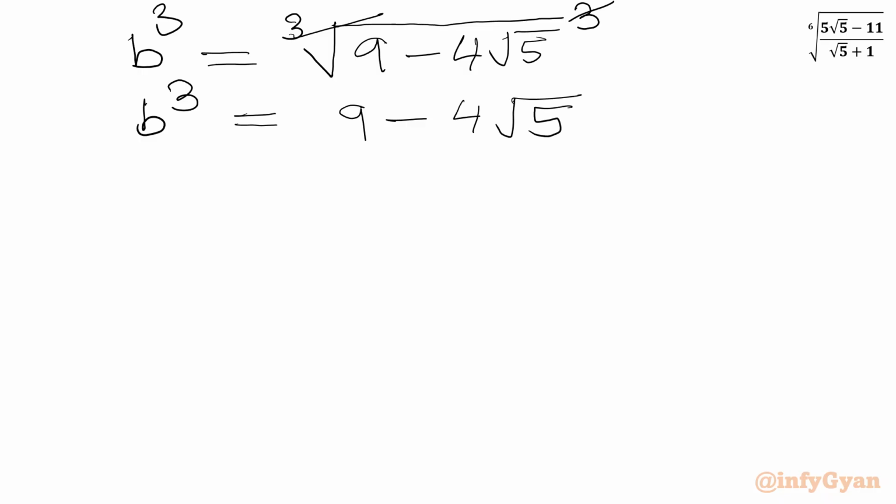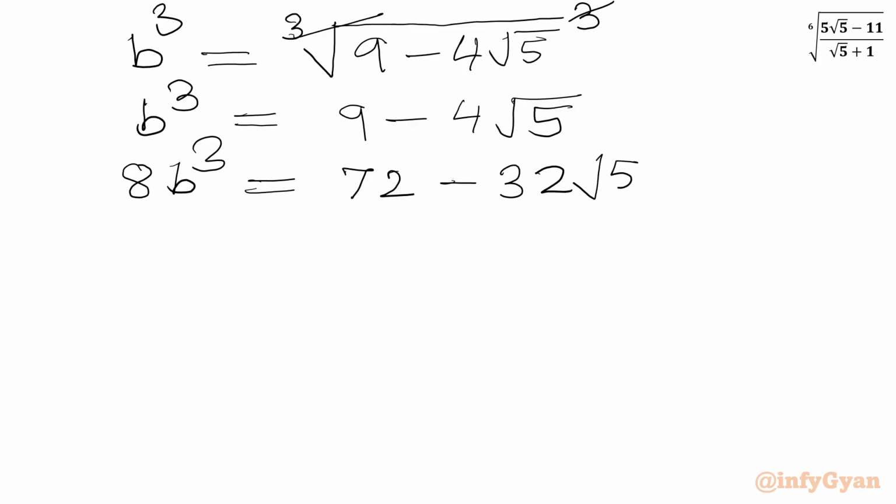Now I'll multiply both sides by 8. So I can write 8b cube equal to 8 times 9, 72, minus 8 times 4, 32 square root 5. Now I need to split 72 and 32 root 5 in such a way that we will get the a plus b whole cube or a minus b whole cube formula. Because we have a minus sign in between, we will try to write the a minus b whole cube formula. So in that form I have to maintain our RHS.